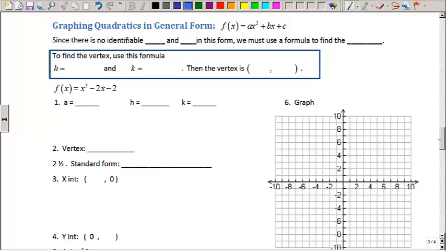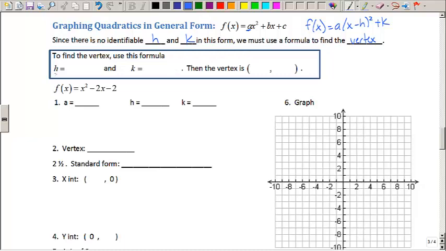Next, we'd like to graph quadratics in the general form, f of x equals ax squared plus bx plus c. Notice that this a is the same a that we found in f of x equals a times x minus h quantity squared plus k. The a is the same in both, so we can easily find the a value. Unfortunately, there is no identifiable h and k in this general form, and we need the h and k in order to find the vertex. So we must use a formula to find the h and k in order to find the vertex.